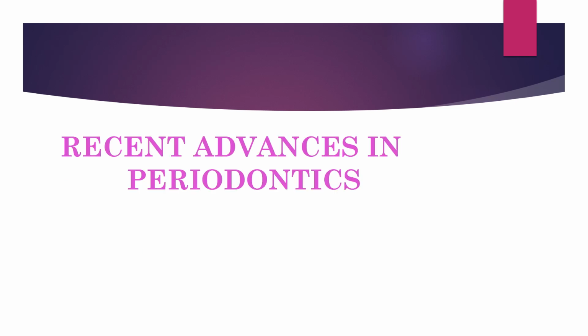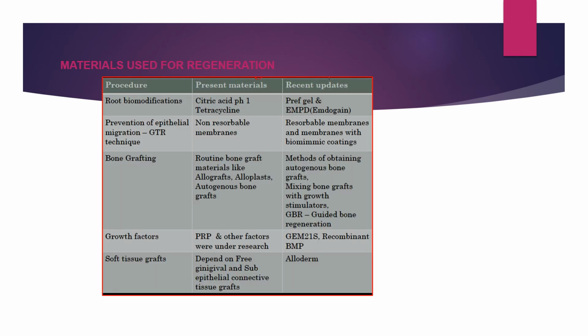Then comes recent advances in periodontics. So first comes materials used for regeneration. It has been classified under different procedures like root modifications, prevention of epithelial migration, bone grafting, growth factors, and soft tissue grafts.